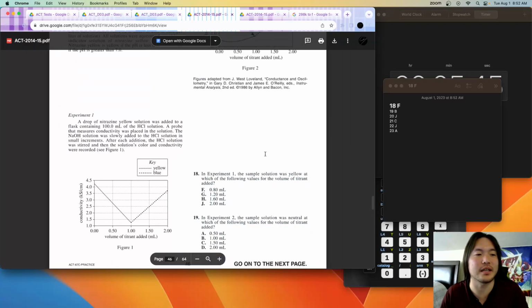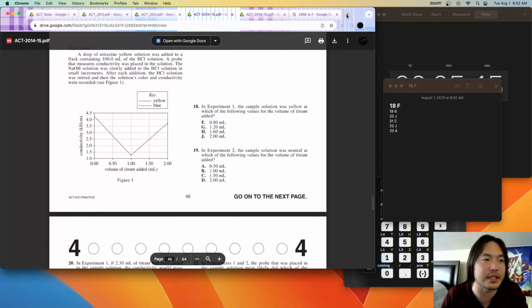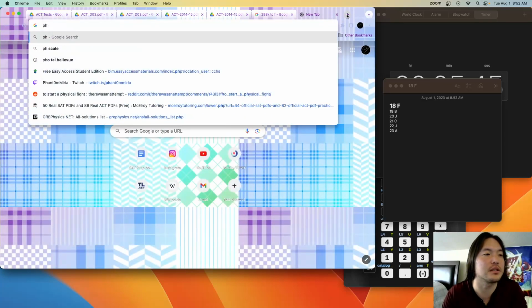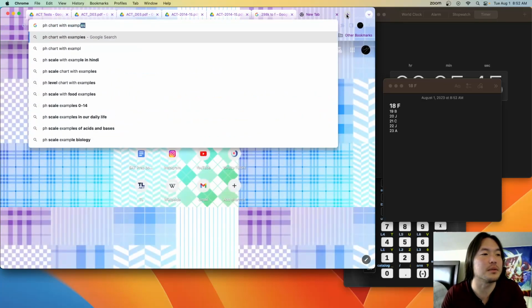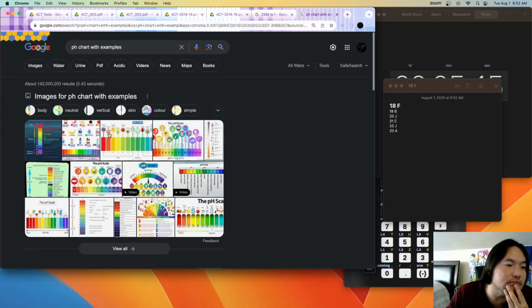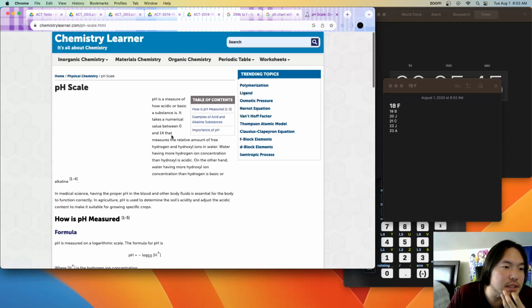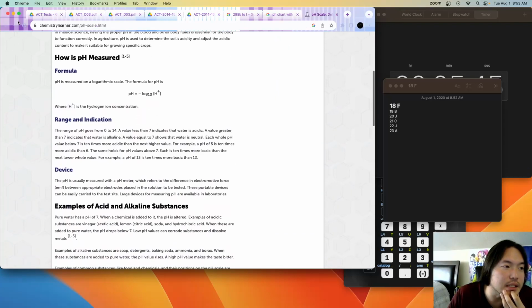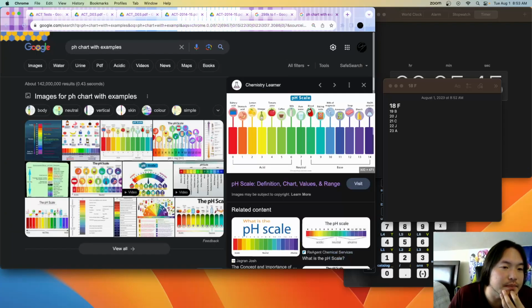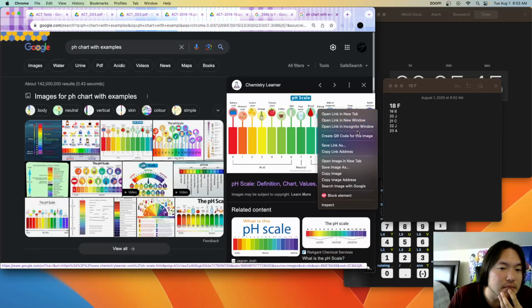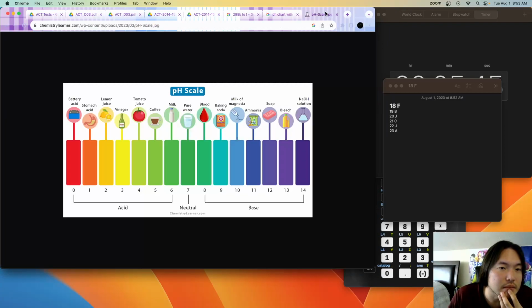So, a quick rundown of pH, right? A pH chart with examples. Definitely you want a sense of what the pH values mean. So water is 7, water is neutral. Milk is slightly acidic, apparently. I didn't know that. Coffee is kind of acidic.